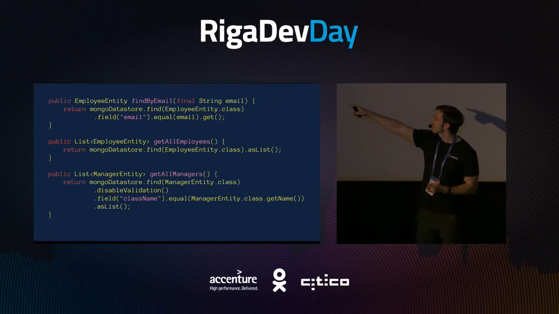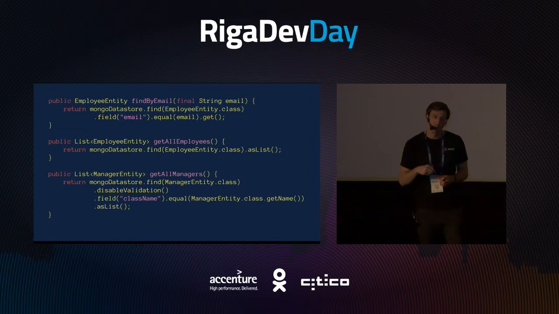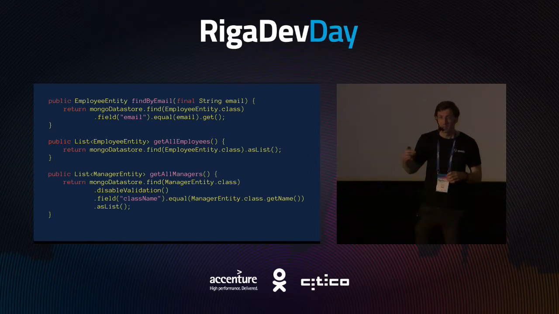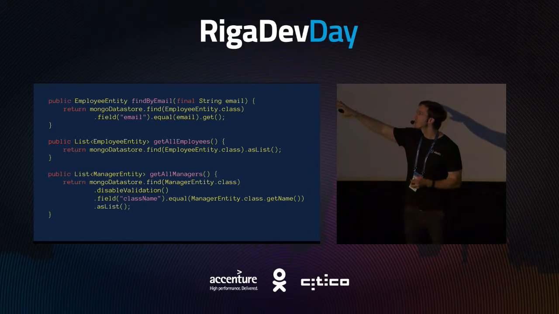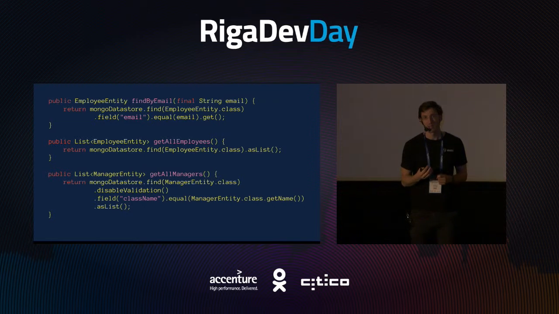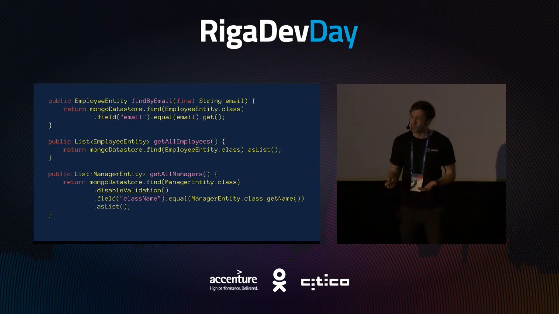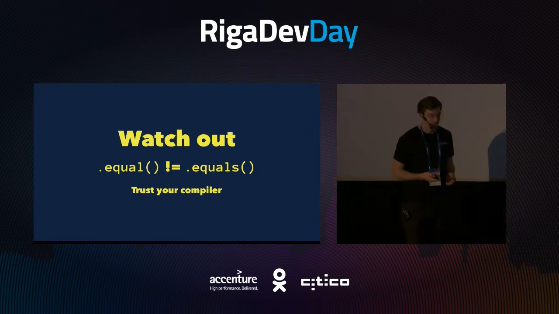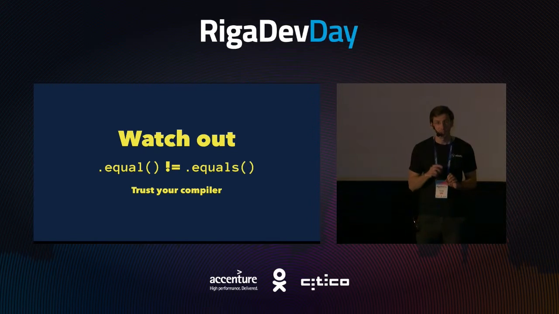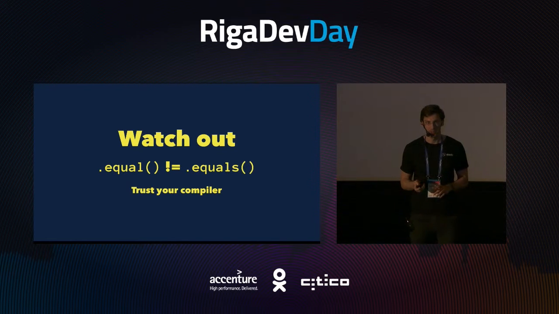But actually this class name has been added by Morphia in the background when we set the no class name stored false. We actually stored it, so this is kind of an internal thing, and for that you need to disable validation. Otherwise you will always get a warning, because Morphia kind of tries to see, okay, all the attribute names you're using, do they exist inside your class? If not, you're probably doing it wrong. Okay, something to watch out. It's equal and not equals, but your compiler will warn you, so trust your compiler.